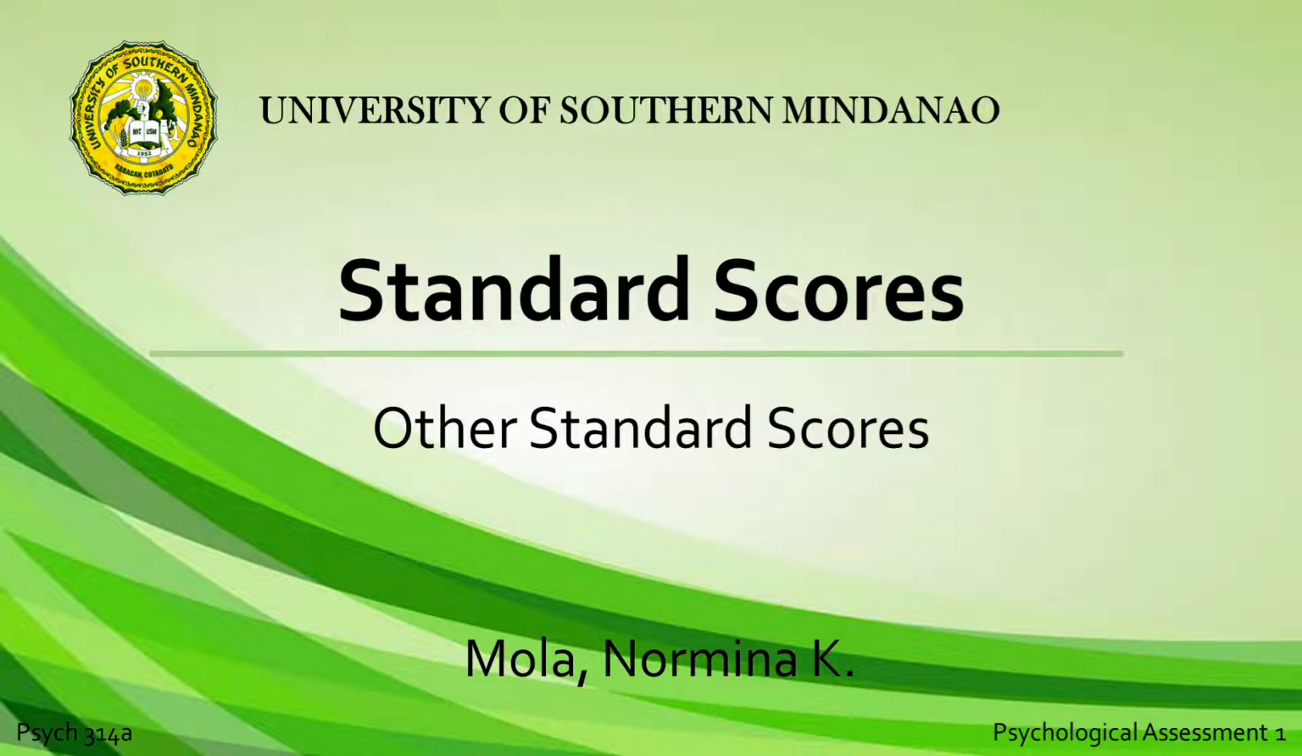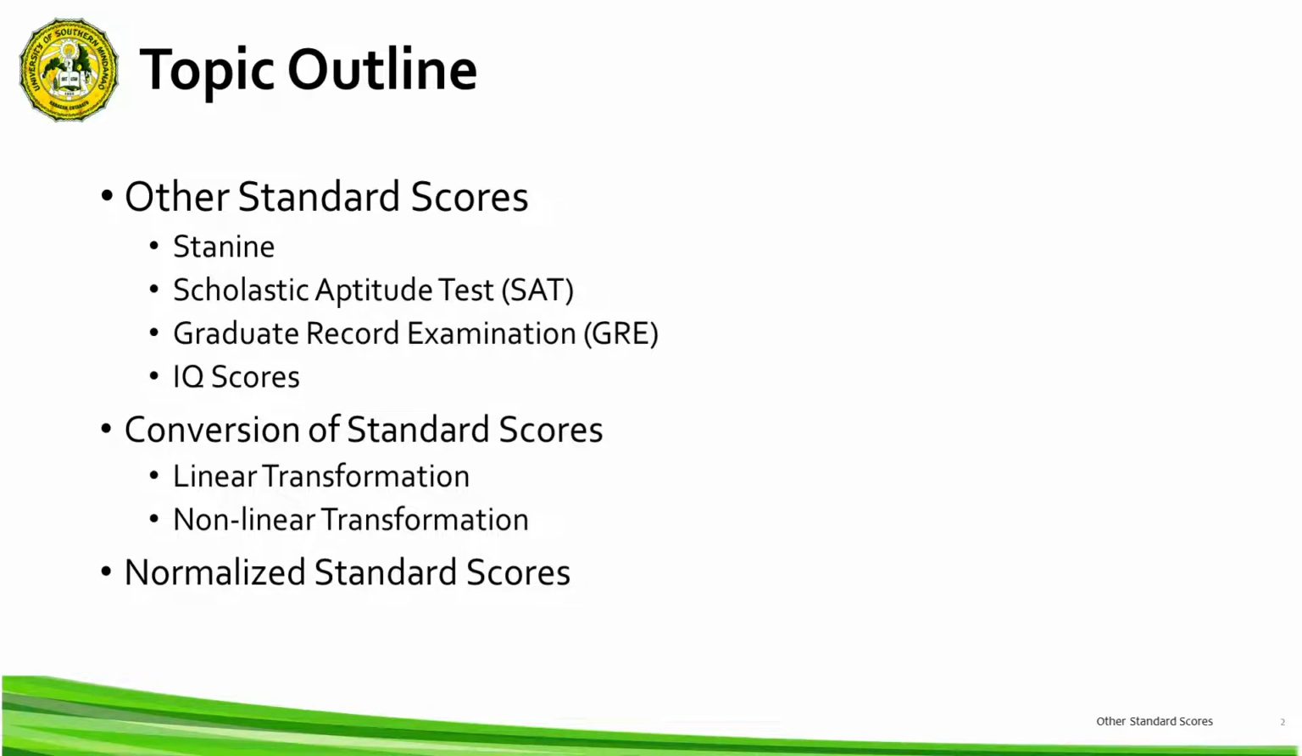In this video discussion, I will first discuss STENINE, then a brief discussion of the Scholastic Aptitude Test or the SAT, and the Graduate Record Examination will follow, as well as IQ scores. Next are the two types of conversion of standard scores, the linear and nonlinear transformation. And then last is the normalized standard scores.